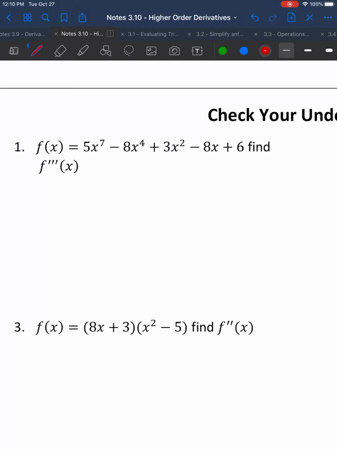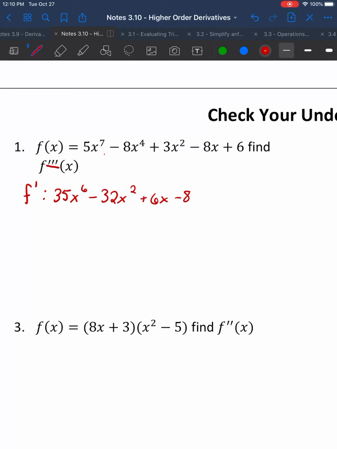Okay, so f of x equals 5x to the 7th, and so on. Find f triple prime. That means I'm going to find 3 derivatives. So it's just going to work in order. I find the first derivative. Okay, that's stuff that we've been doing. We were doing those kind of derivatives last unit.